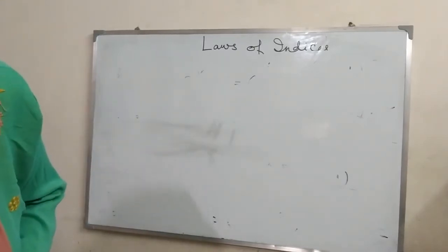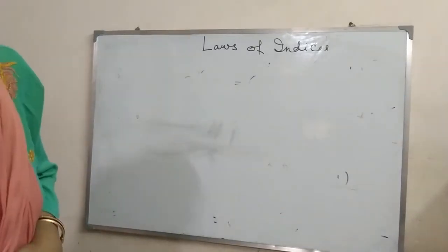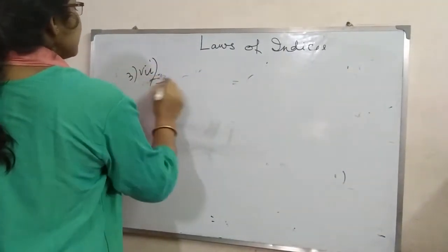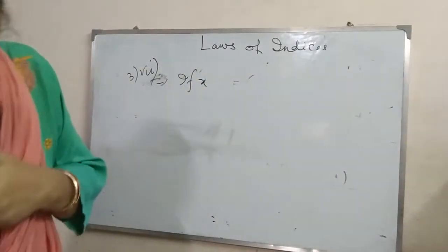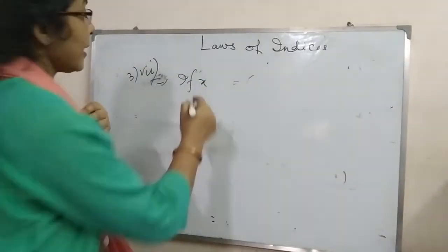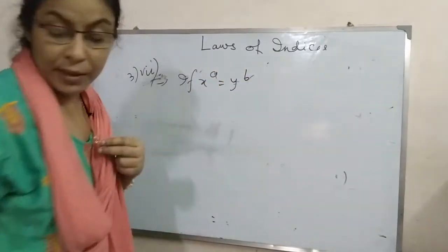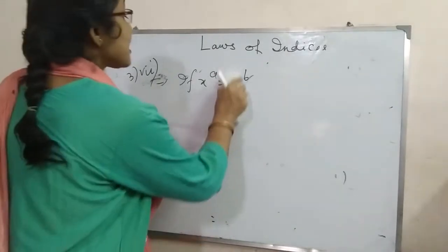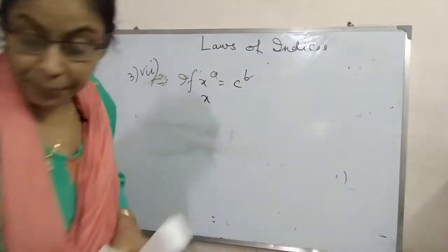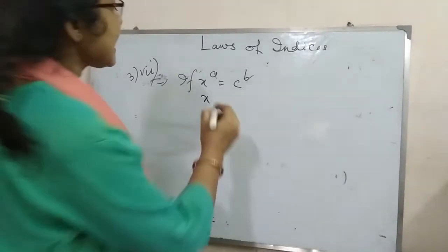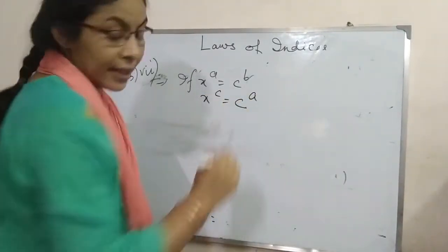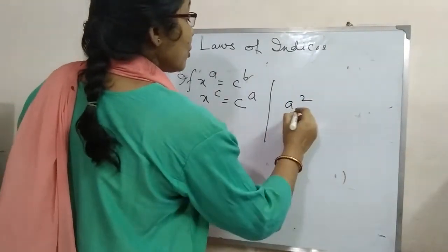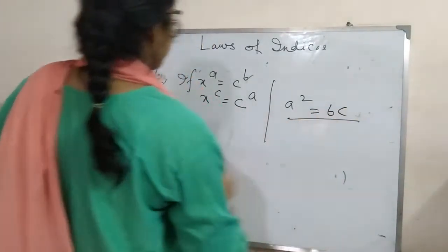Sum number 7. If x to the power a equal to y to the power b, and x to the power a equal to c to the power b, and x to the power c equal to c to the power a, then prove that a square equal to bc.